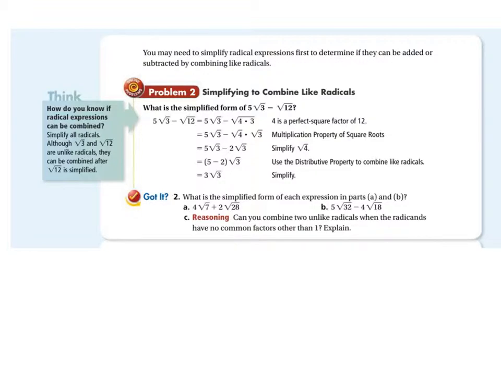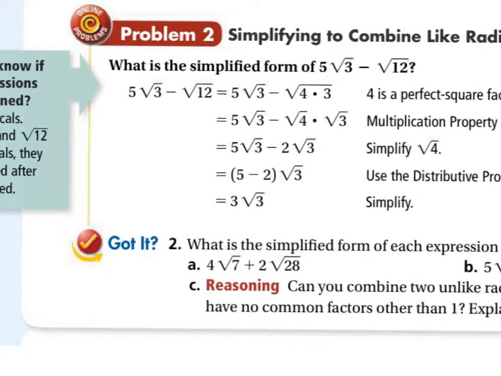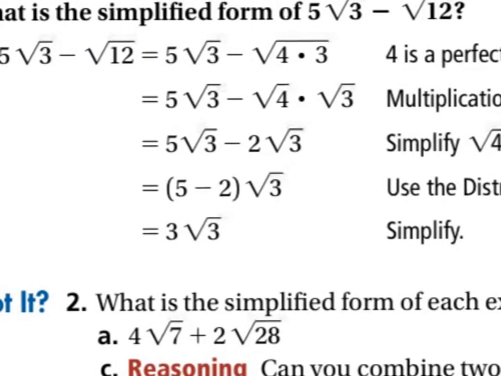So problem 2, they want a simplified form of this. At first glance you say, well, square root of 3, square root of 12, there's nothing we can do. But square root of 12, we can break that down. Square root of 4 times the square root of 3. Square root of 4 is a perfect square, so square root of 4 is 2. So that gets us to a point now where we have two things with square root of 3. So 5 square roots of 3 minus 2 square roots of 3 leaves us 3 square roots of 3. Kind of like 5x minus 2x is 3x.